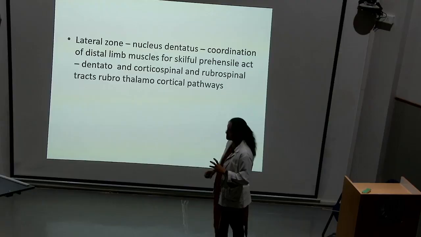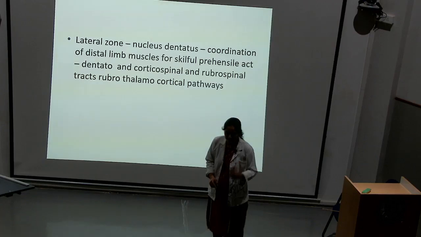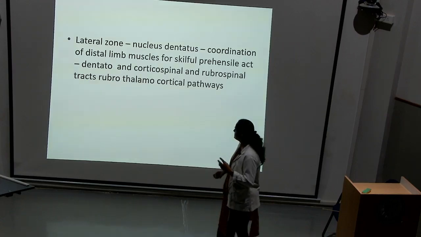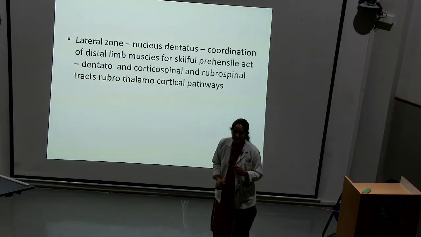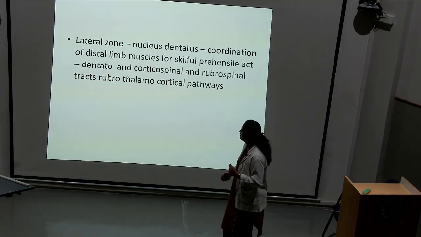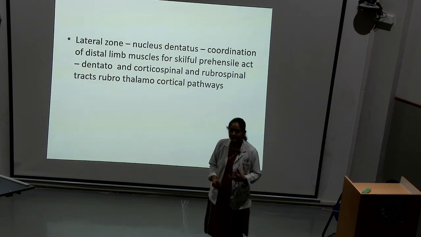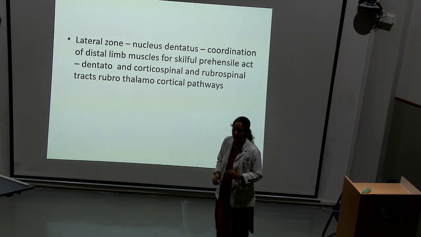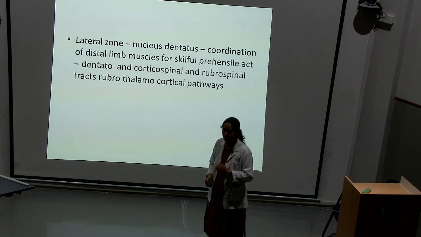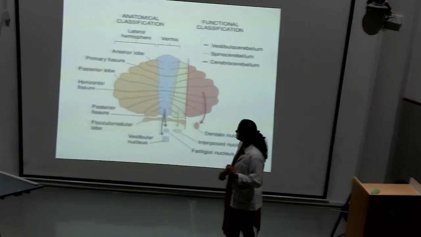The lateral zone is the one helping in skillful movements, and it helps in the coordination of the distal limb muscles for skillful action, for repeated activity, for learning of skilled action. This is what the lateral zone is helping with. So these were the subdivisions.